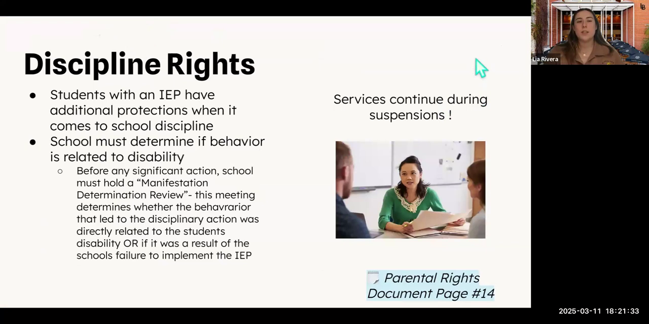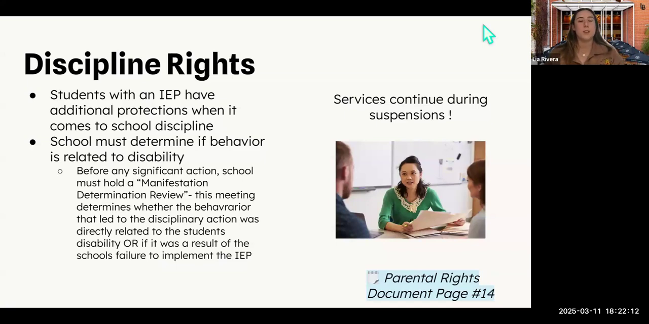And then following into the discipline rights with the student, this is outlined on page 14 of their parental rights document. First and foremost, all students with an IEP have additional protections when it comes to discipline, similarly to general education students. Schools must determine if behavior is related to the disability. Before any significant action occurs, the school must hold a manifestation determination review. It's a meeting that determines whether the behavior that led to the disciplinary action was directly related to the student's disability, or if it was a result of the school's failure to implement the IEP.